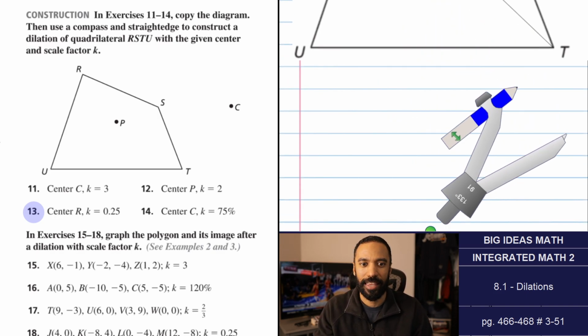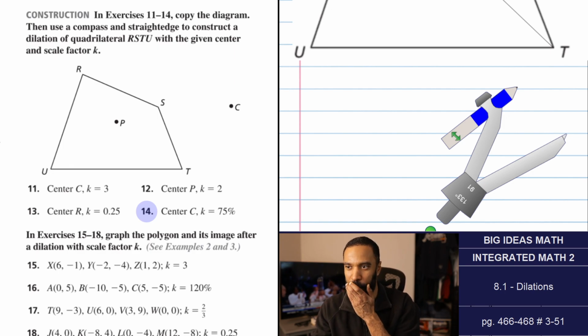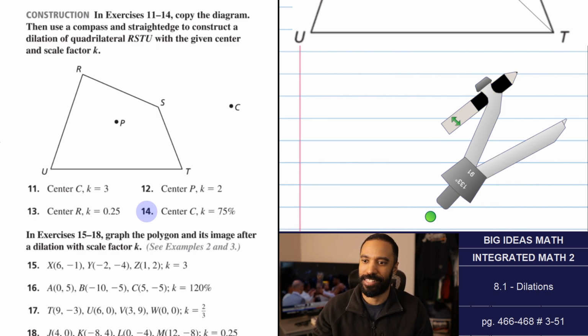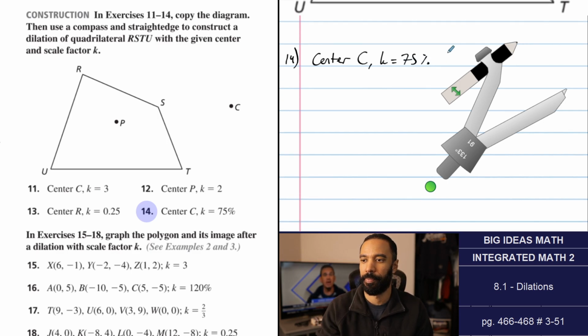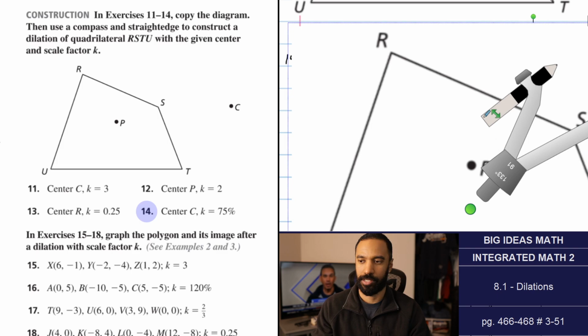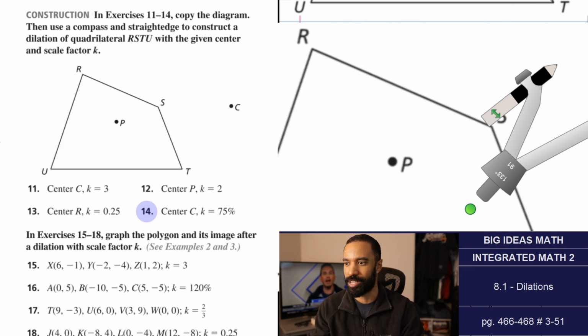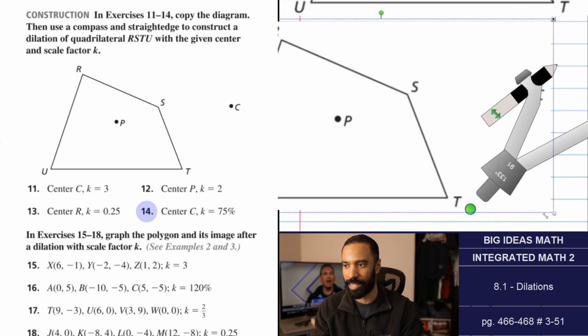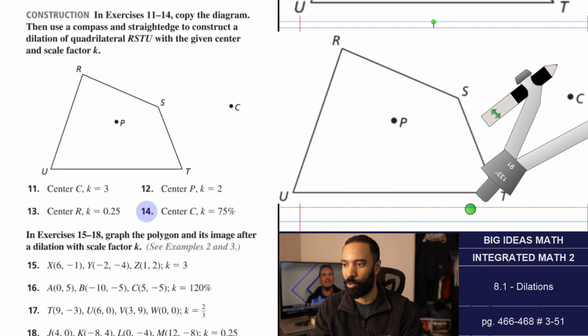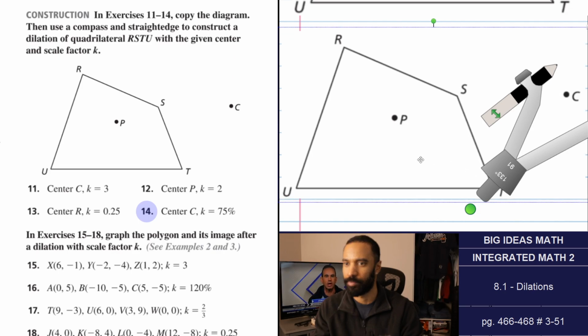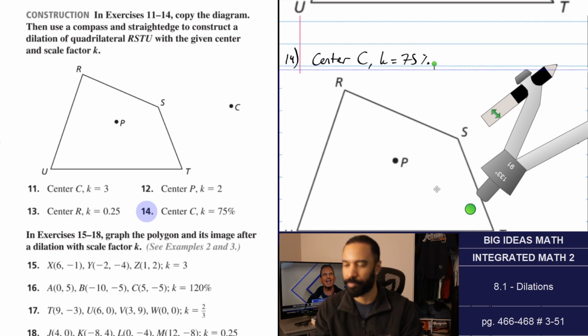And the last one, hopefully the last transformation overall, number 14, center C and K at 75%. Center of C and K equals 75%. Boom, boom. Now the center's at C. So this time I do not get the luxury of being able to just do it 3 times. I have to do it all 4 times here. I have to draw 4 different lines.